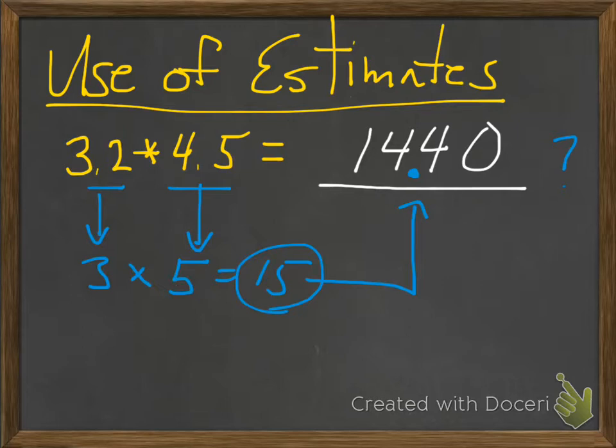Okay, so estimates, the lattice trick, and counting the decimal places all work for getting the decimal in the right place. And there's no rule that says you have to do only one of them. In fact, I would strongly recommend that you do lattice multiplication, and that will give you all three methods to get the decimal in the right spot.